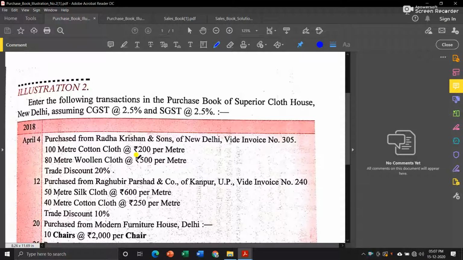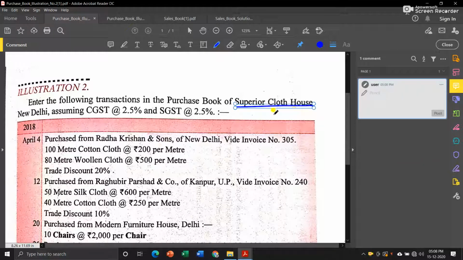Hello everyone, today we will see illustration number 2 for purchase book, and then we will move on to our next type of special purpose subsidiary book, that is sales book. Now let us see illustration number 2. Enter the following transactions in the purchase book of Superior Cloth House.